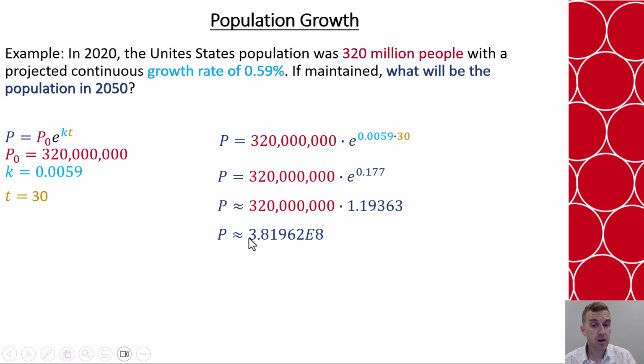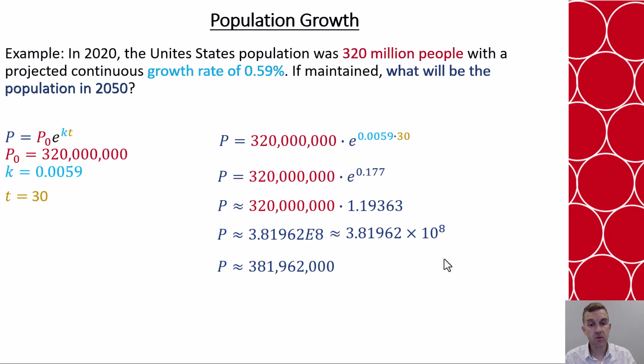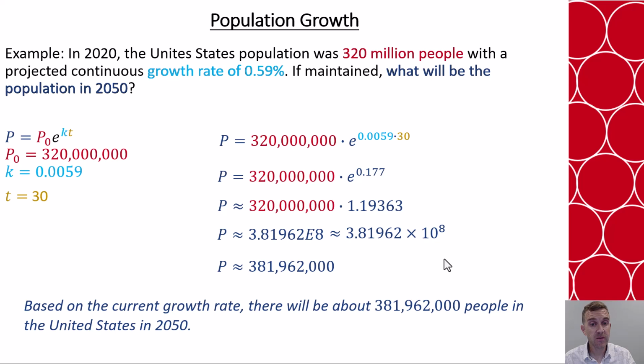Now your calculator may or may not shoot out a full number. Oftentimes it'll do this e to the 8. And we've talked about what the e means. That means 10 raised to that value. It's in scientific notation. So if we want to take our scientific notation and change that back into its decimal form, we'd say that that's about 381,962,000 people in 2050. So the population is looking to grow almost 61 million people in 30 years.